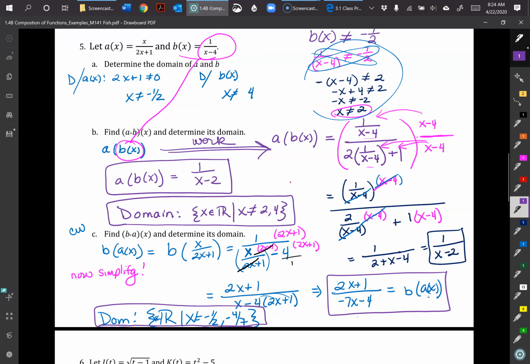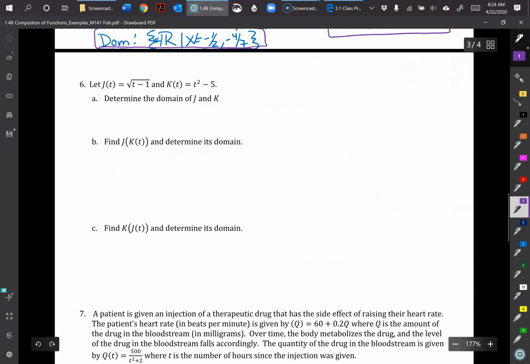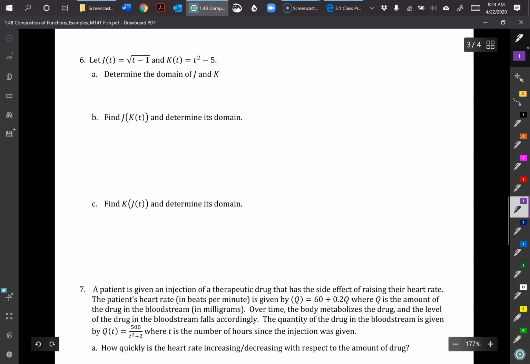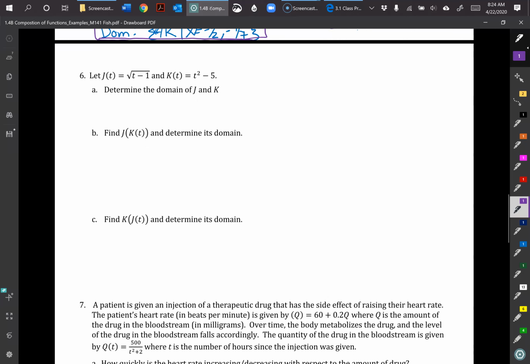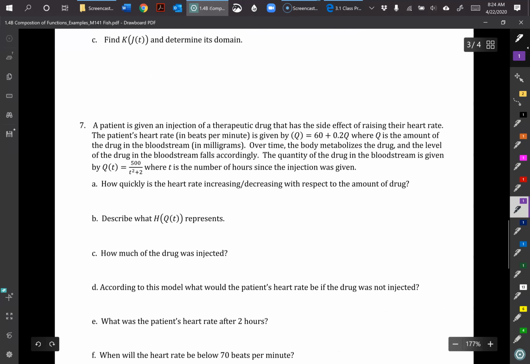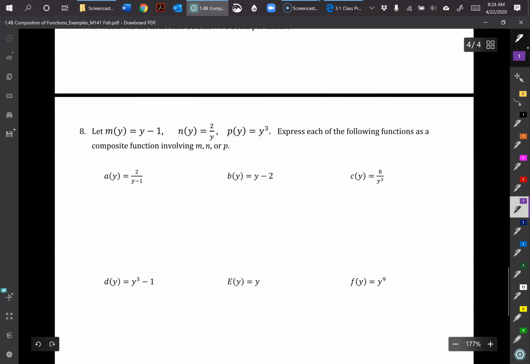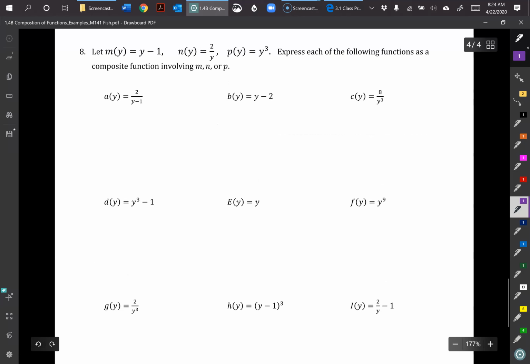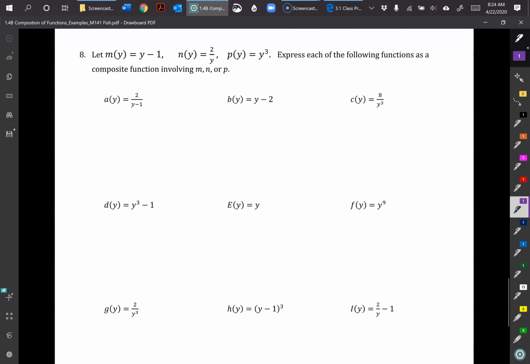All right, and that is a long enough video, so I'm going to do the next one with the radical and a quadratic. That's tricky to find the domain too, so we'll take a look at that in a separate video, and then I'll do the word problems here, or the one word problem, and then these kind of puzzle type problems in another video.